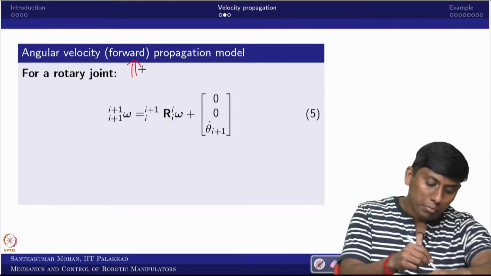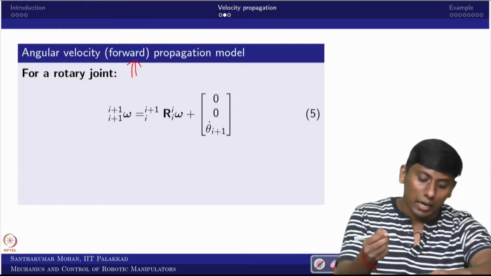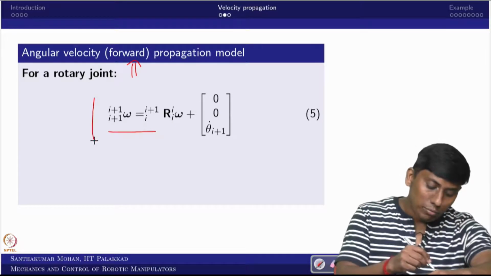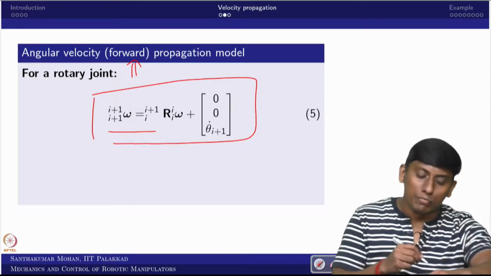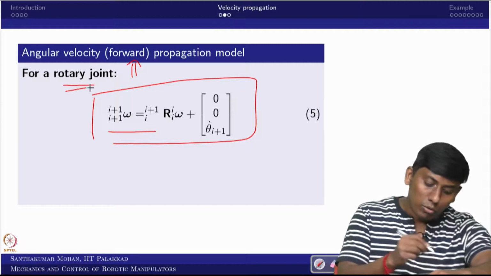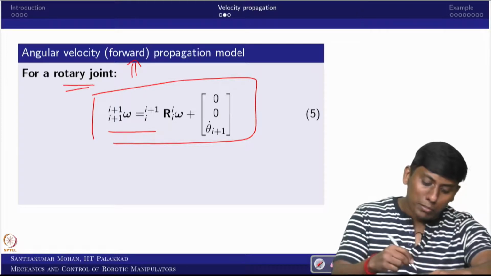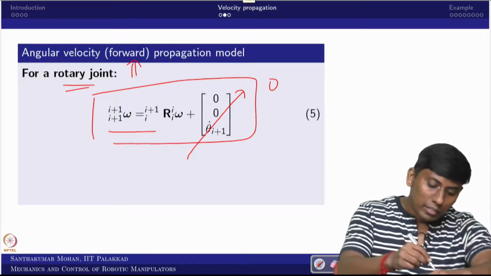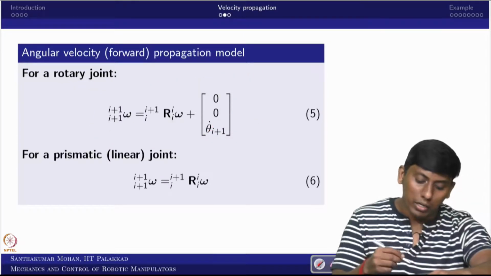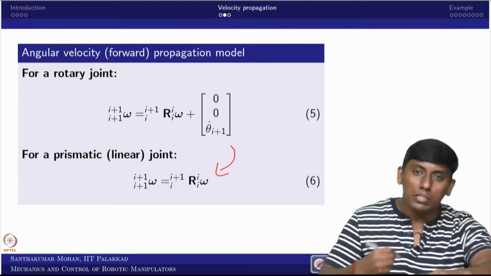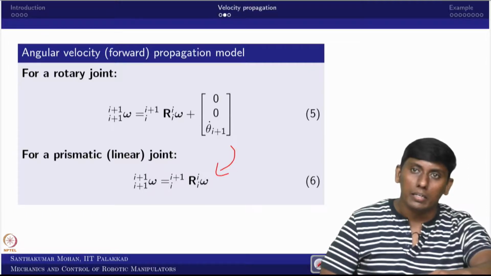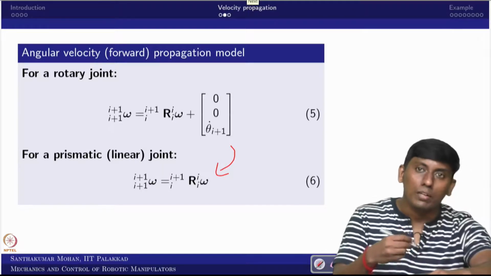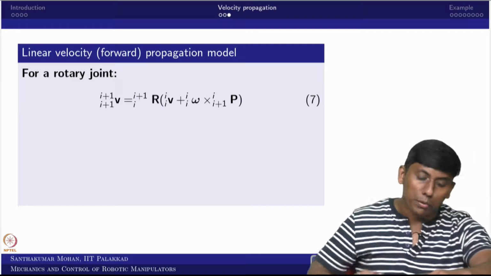This we call forward, because we start from 0 to I or 0 to E or 0 to N. So in the sense, you can see this is what we derived, this equation we got. Now, if this is a rotary joint, fine, but if it is a prismatic joint, this becomes 0. So that is what we are trying to say. If it is a linear joint, this becomes 0 and it would be a simplified equation. Okay. In the same sense, we can go ahead with the linear velocity propagation.